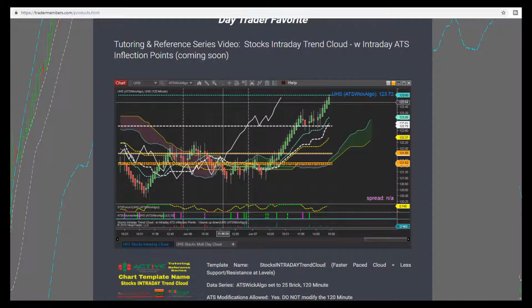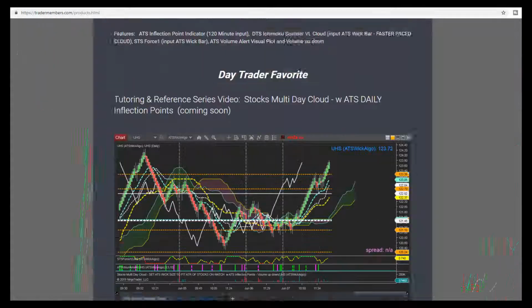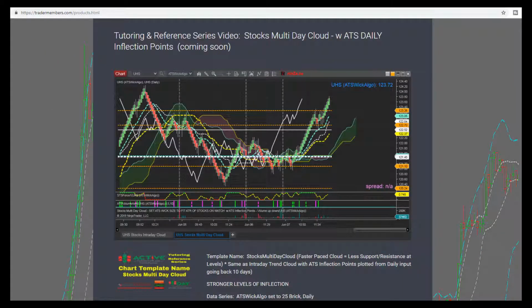This is the intra-session bar. You see the 120 minutes. I'll explain what that means as we get the actual charts pulled up. That's the chart we're going to look at in more detail. But they're all the same. Here's another chart as well with the daily inflection points.